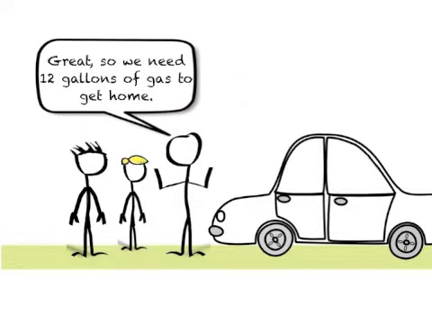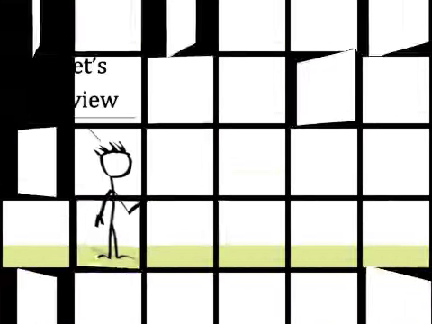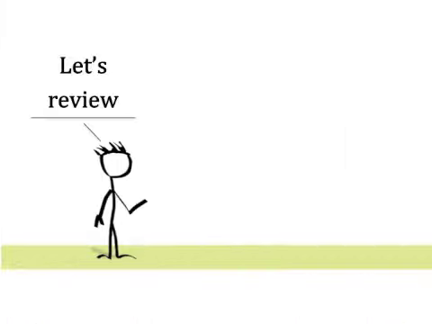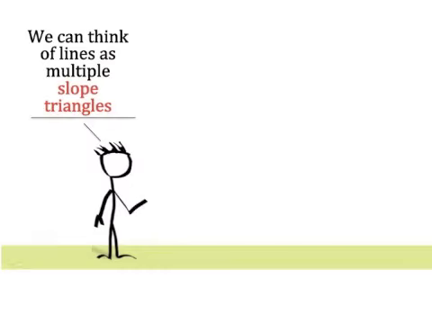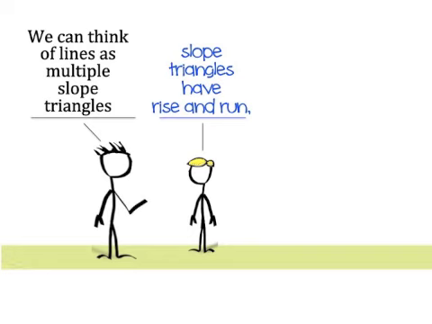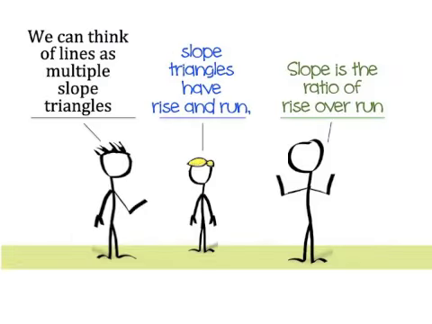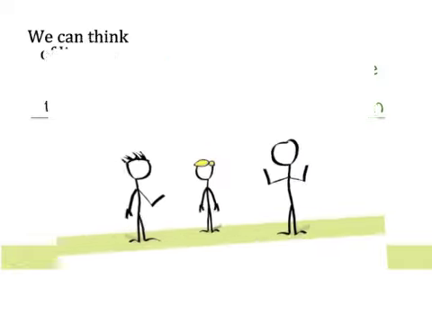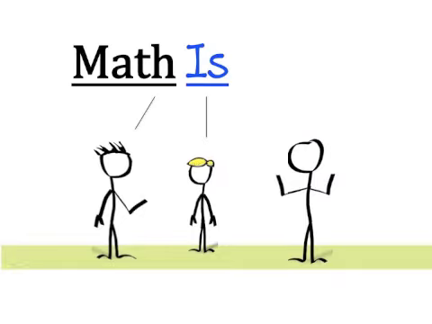So Eric's dad is happy. He used a linear equation to find out he needed 12 gallons of gas to get home. Let's review. We can think of lines as multiple slope triangles. Slope triangles have rise and run. Slope is the ratio of rise over run. And remember, math is easy.